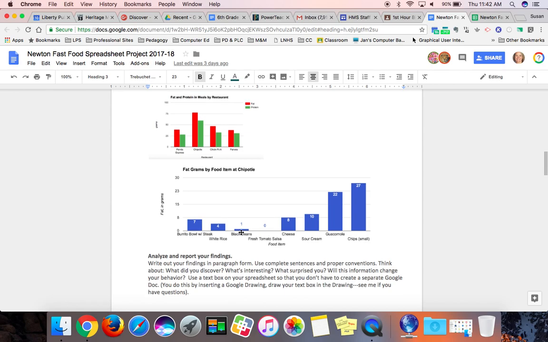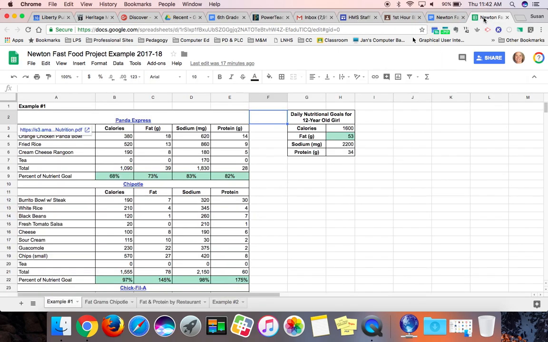Okay. Here's another example. The second example I give you here is just the meal at Chipotle. So you can see each individual item. I've got the fat in grams over here, and each individual item is charted. Okay. As you're charting, in order to get some of these graphs to look right, you have to consider where your information is spaced on your spreadsheet.